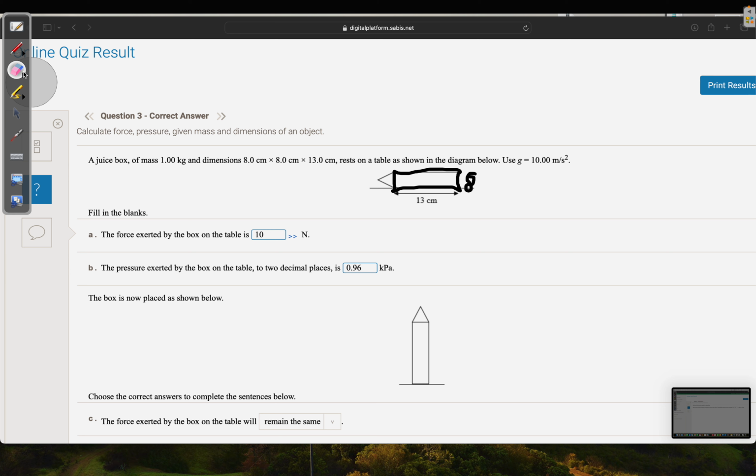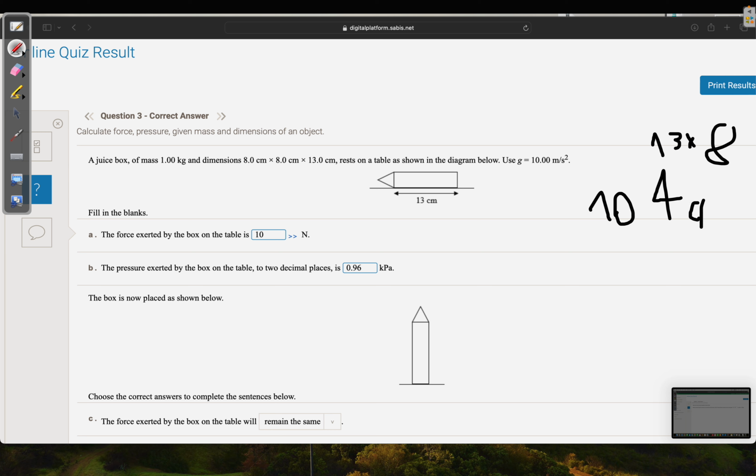Okay, so to find the area of the rectangle, we're gonna do 13 times 8, which is equal to 104. Okay, so now we're gonna have to convert centimeter squared to meter squared by dividing by 10,000. So that will give us 0.0104.